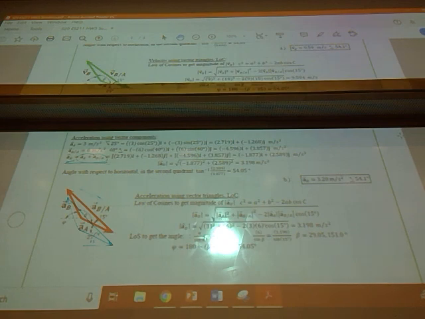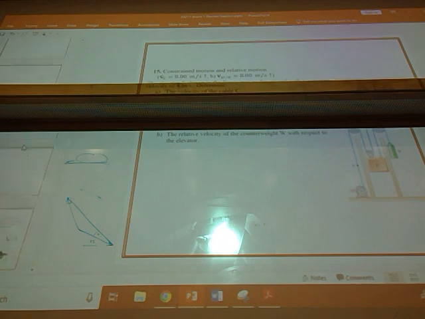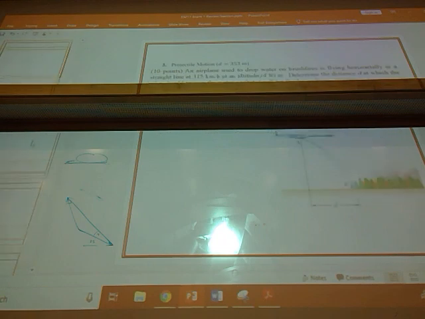Can we do the Angry Birds problem and just do the projectile motion? Sure, absolutely. Unless someone wants a different projectile motion problem, but I like that one. Okay, Angry Birds.